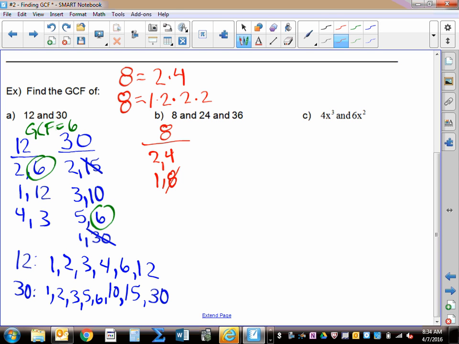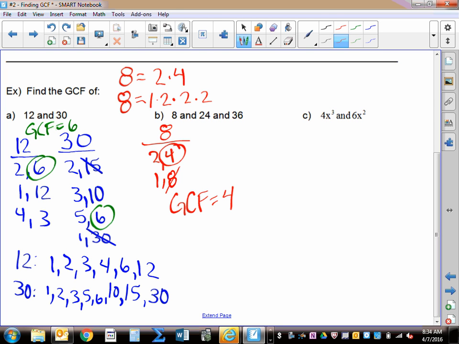So is 4 a factor of 24? 4 times what gives you 24? 6, good. And is 4 a factor of 36? 4 times what gives you 36? Good, 9. So 4 is actually going to be my GCF, my greatest common factor. See how that saved us some time? We didn't have to list out all of the factors of 24 and all of the factors of 36.